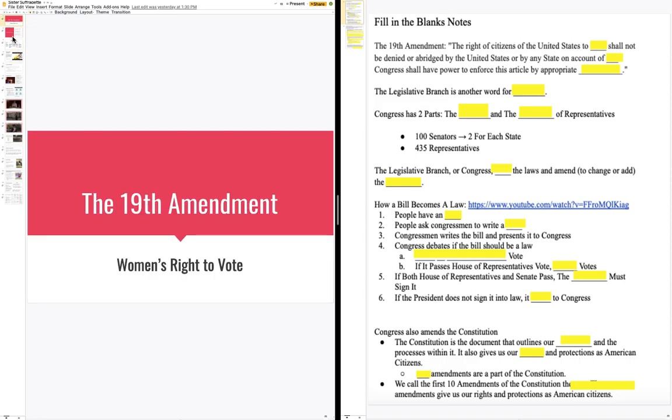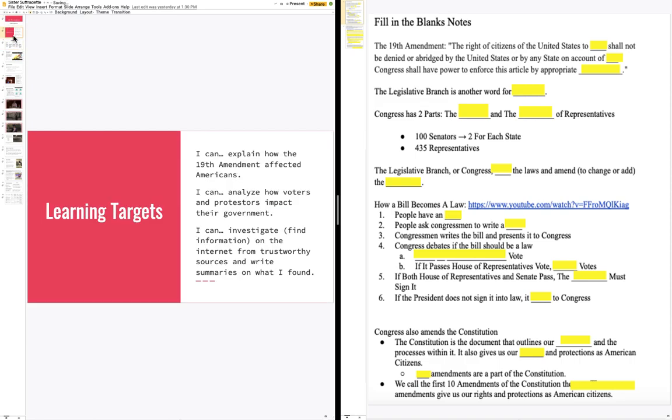So the 19th Amendment, women's right to vote. These are our learning targets. I can explain how the 19th Amendment affected Americans. I can analyze how voters and protesters impact their environment. I can investigate, or find information on the internet, from trustworthy sources.